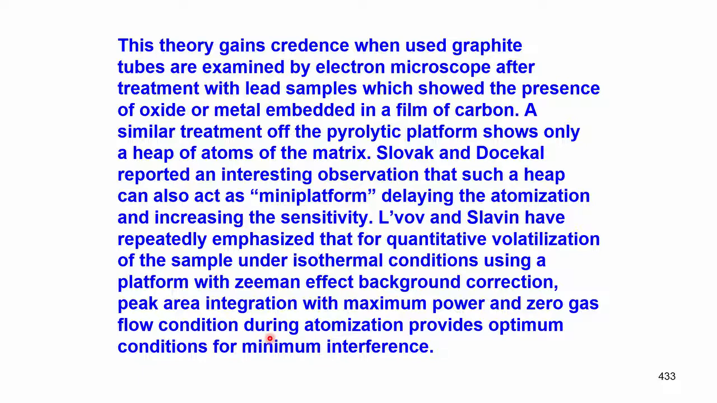are examined by electron microscope. After treatment with lead samples, etc., they show the presence of oxides or metal embedded in the carbon films. A similar treatment of the pyrolytic platform shows only a heap of atoms on the matrix. So, after some time, in general, most graphite tubes become useless. They become a consumable item in atomic absorption. After some time they become useless; they will give you tailing, they may not give you the right signal, etc.